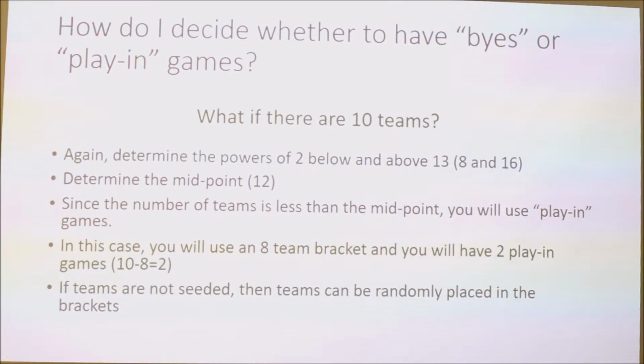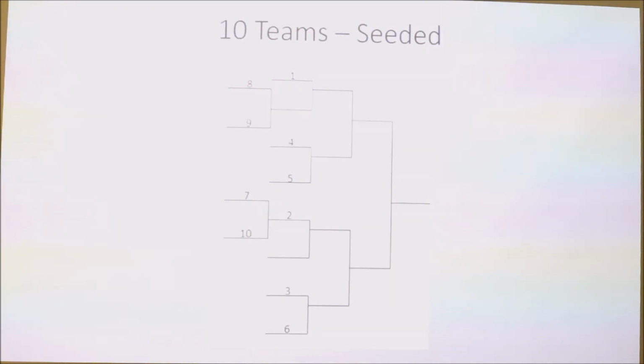If the teams are not seeded, then the teams can be randomly placed in the brackets. And it'll look something like this. You have 8 and 9 playing in, 7 and 10 playing in, and then teams 1, 4, 5, 2, 3, and 6 are set up. This is seeded. We'll look at that here and again in a moment.